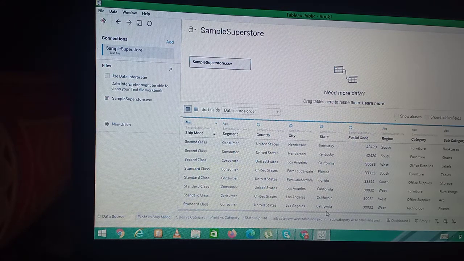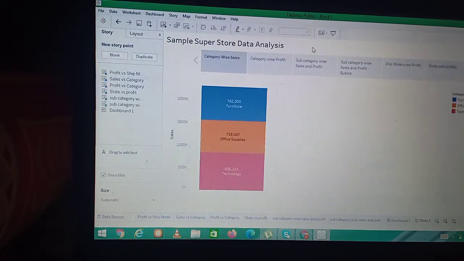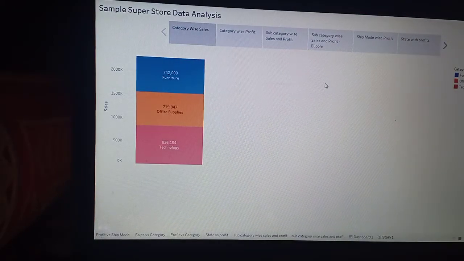So we will see what the analysis of all this data is. I've just made a story out of it. So this is the first slide, in which we can see a representation of the categories that we discussed. Three categories are there: category-wise sales. So these three things are telling us how much furniture has been sold. So this is the sales part.